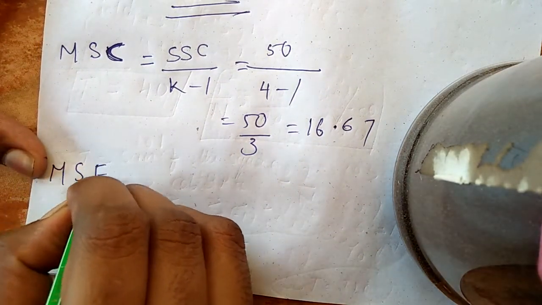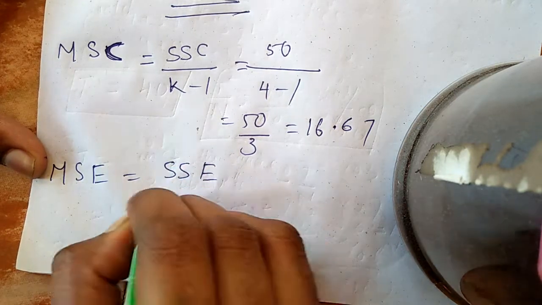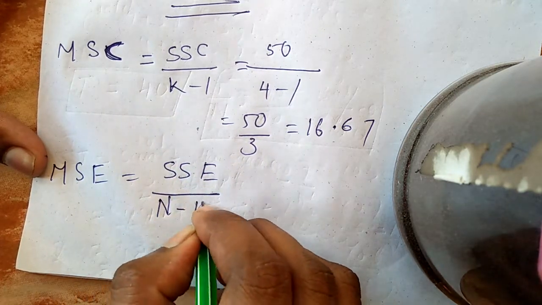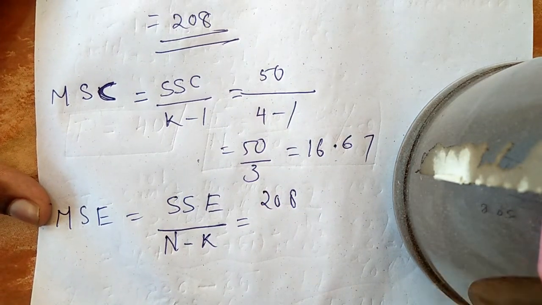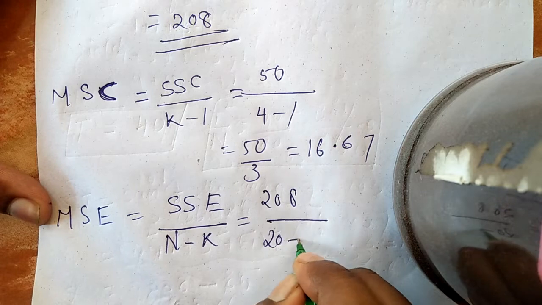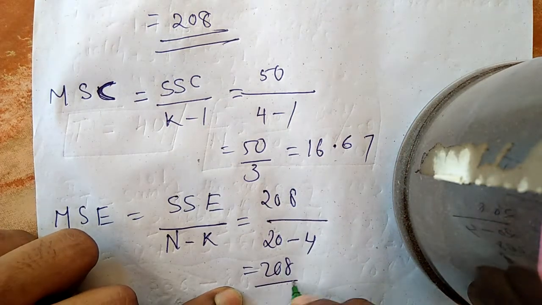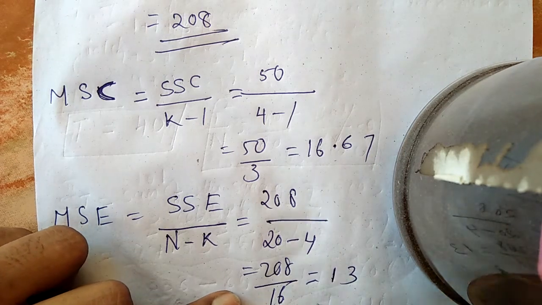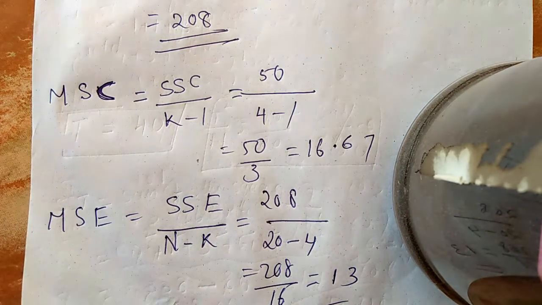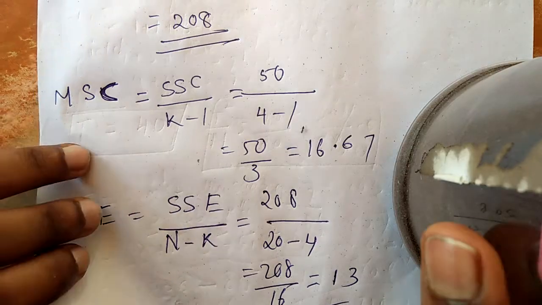Next, MSE is SSE divided by N minus K. So SSE you got 208, divided by N 20 minus 4. So 208 by 16, that is 13. So you got all the one-way classification procedures. Next you can write down the ANOVA table.